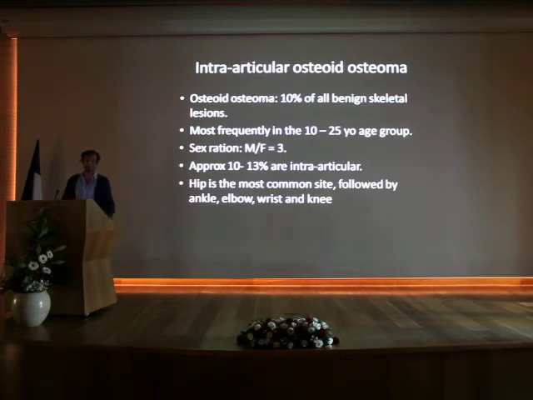So, a very brief word about intra-articular osteoid osteoma. They represent 10% of all benign skeletal lesions. They affect most frequently young males, and intra-articular osteoid osteomas represent approximately 10% of all osteoid osteomas. In the case of intra-articular location, the hip is the most common site.